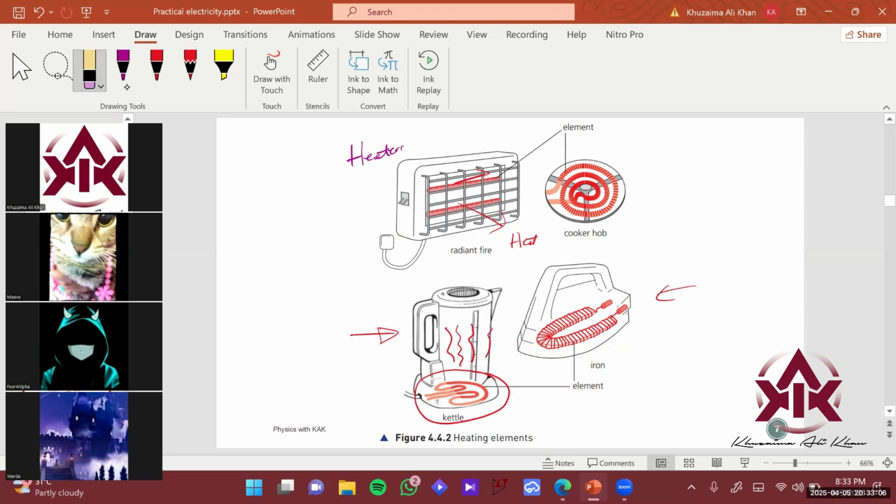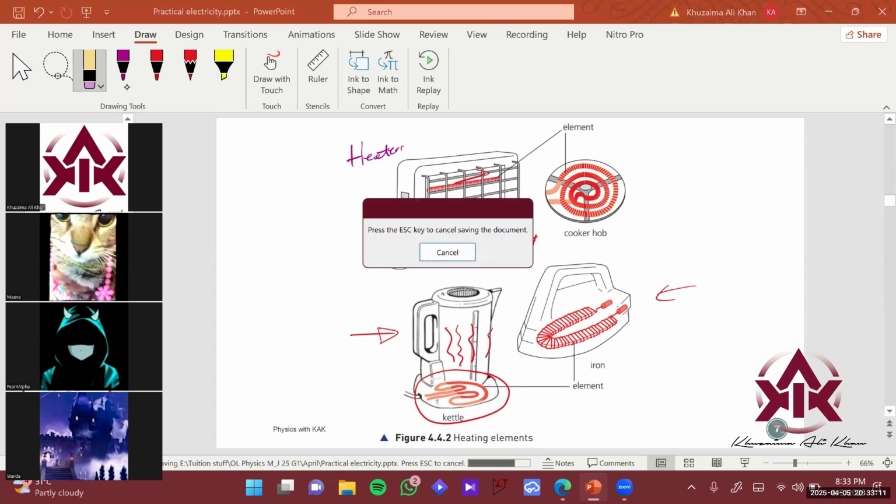This is pretty simple over here. So this is also one of the applications which you find in daily life, and this is again using electricity as an input over here, right?